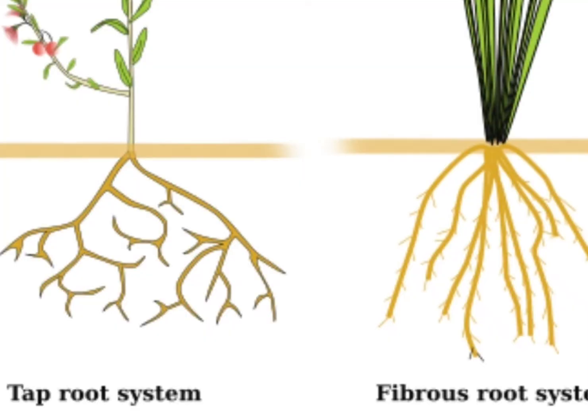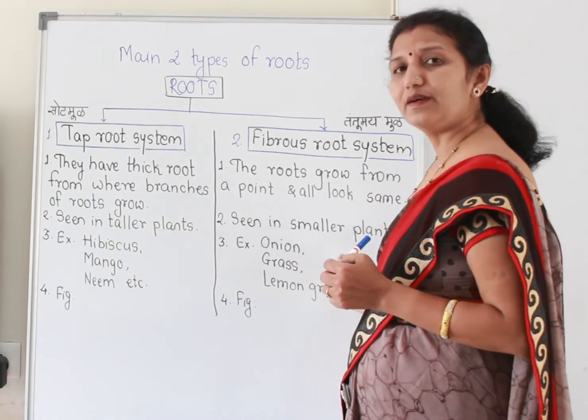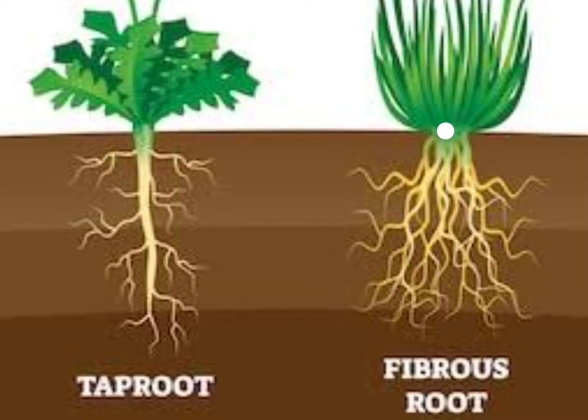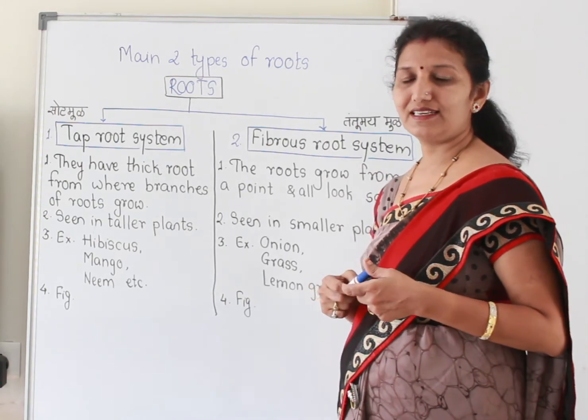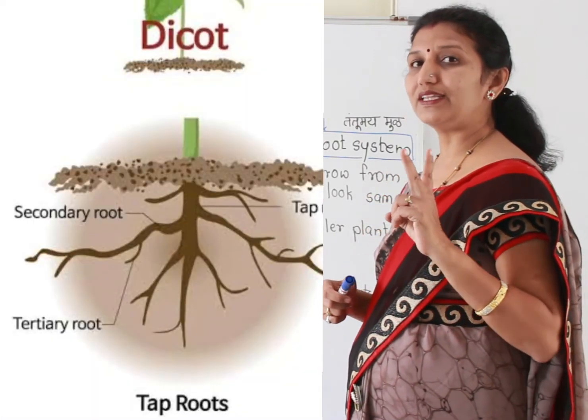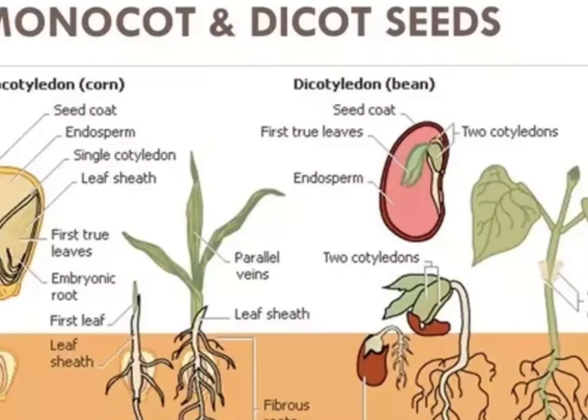Taproots are seen in big plants, trees, as well as those plants that can be erect. Fibrous roots are seen in smaller plants. Generally, taproots are seen in dicotyledonous plants. Dicotyledonous means dvidal vanaspati. For example, groundnuts, peanuts, these are dicots.